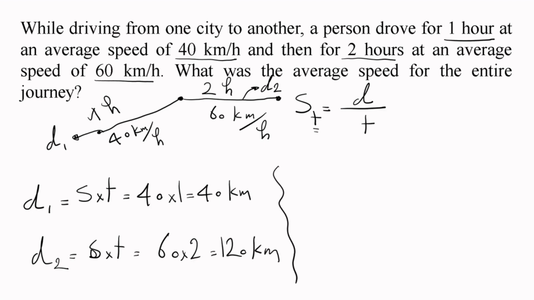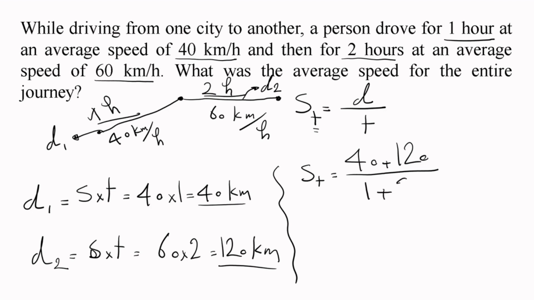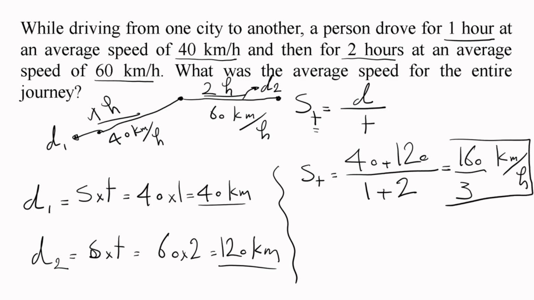Now let's go for calculating average speed for the whole route. I have distance of the first part, which is 40, and second part, which is 120. 40 plus 120, I have time for the first part 1 hour, and for the second part 2 hours. 1 plus 2 is going to be 160 over 3, and I cannot simplify that, and the unit will be kilometers per hour. This is the only correct answer of this example.